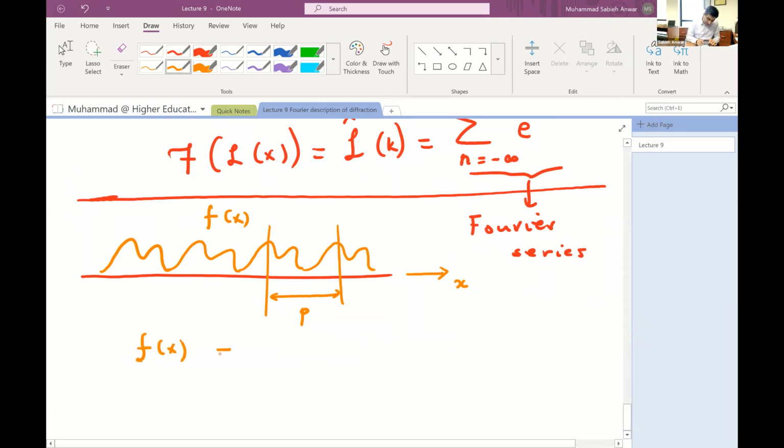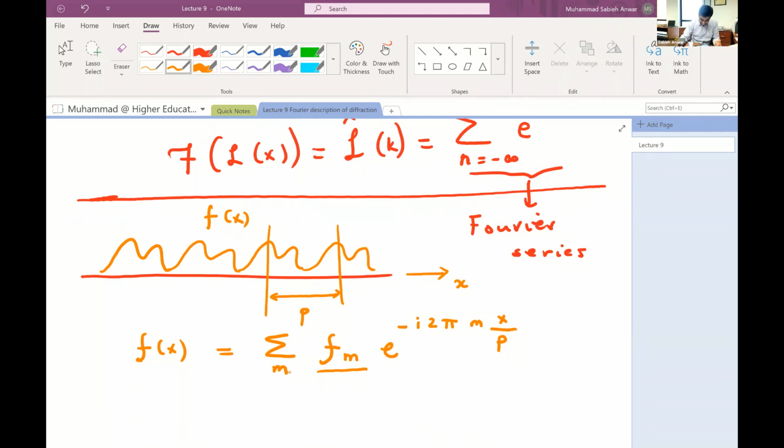can always be expanded as a sum of exponents or a sum of sines and cosines. And how could we do that? We could write this f(x) as some coefficient f_m times e raised to the power minus i 2 pi m x divided by the period p, where m goes from 0 to infinity. So this is the Fourier series expansion of a function, and the f_m are called the Fourier coefficients.